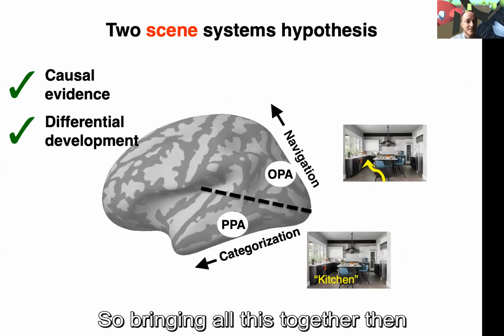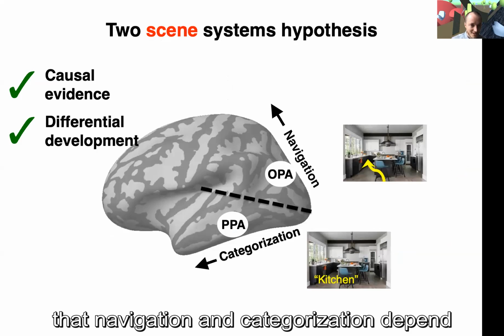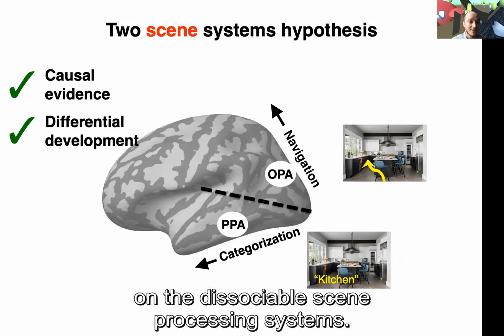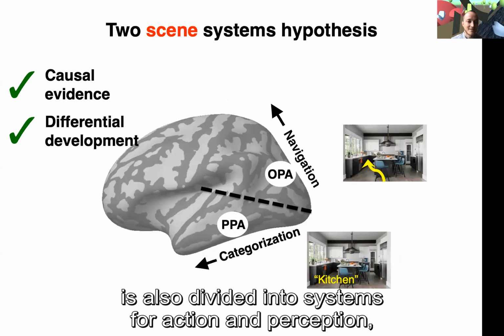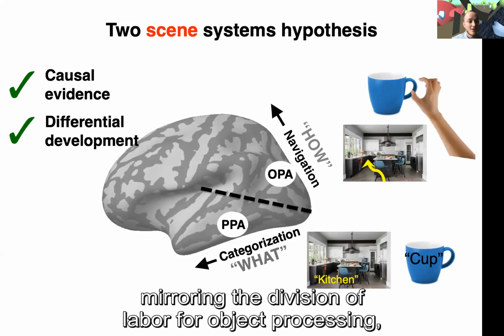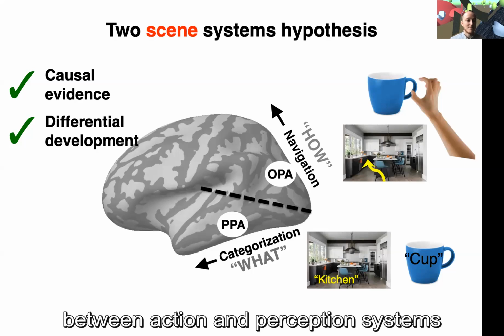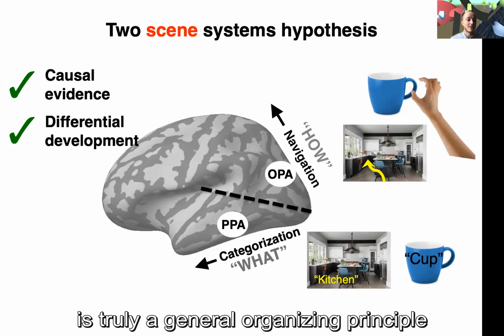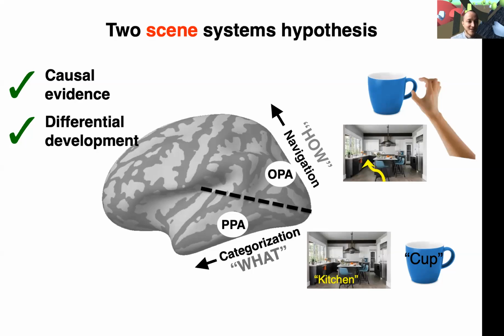So bringing all of this together then, here we find converging causal and developmental evidence suggesting that navigation and categorization depend on dissociable scene processing systems. So this work reveals that scene processing is also divided into systems for action and perception, mirroring the division of labor for object processing, and thus suggesting that this division of labor between action and perception systems is truly a general organizing principle for the visual system more broadly.